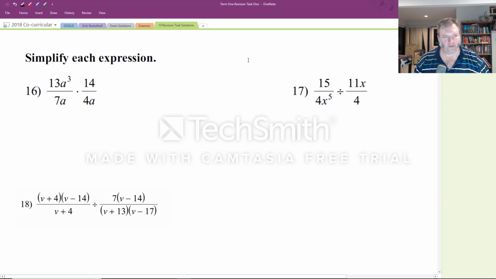Rightio, a bit of simplifying. Some of us are still struggling with these fractions. You need to make sure you're on top of these. This is going to be really important moving forward, so let's just make sure we get them right. Here we go. Remember, you can only cancel common factors, so anything that's a factor on the top and a factor on the bottom we can cancel.